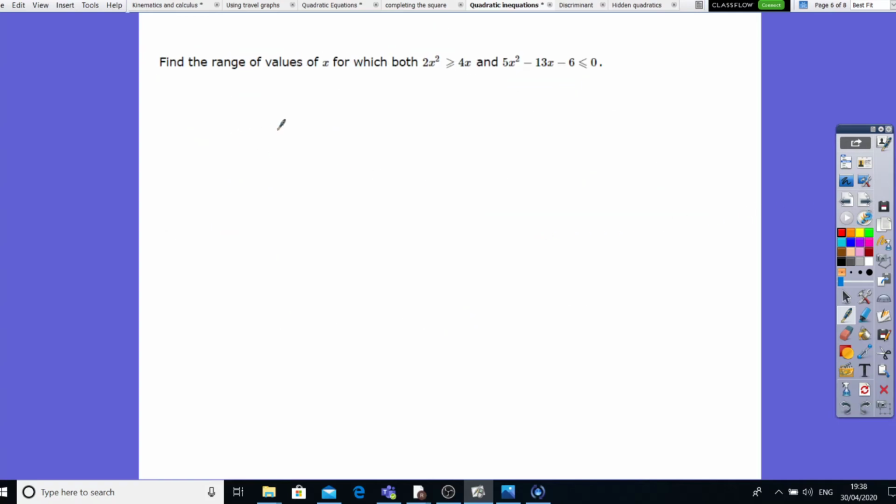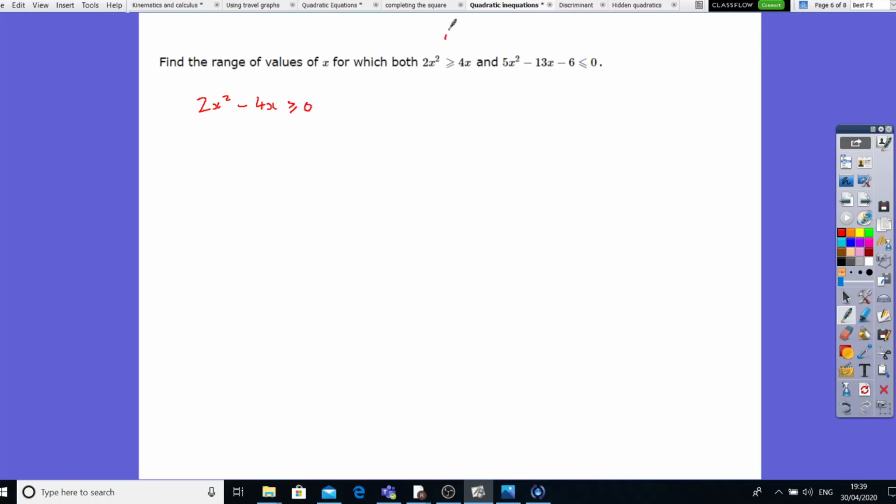Okay, so let's look at this. Find the range of values of x for which both of these inequalities are satisfied. So this is very similar. If you want to pause it and have a go, very similar to one that we just did. We'll bring all the x's to one side, so I'll get 2x squared minus 4x is greater than or equal to 0.